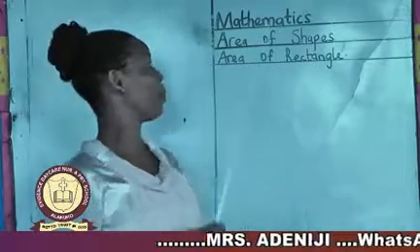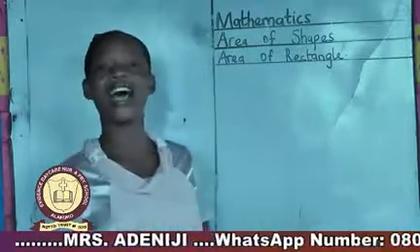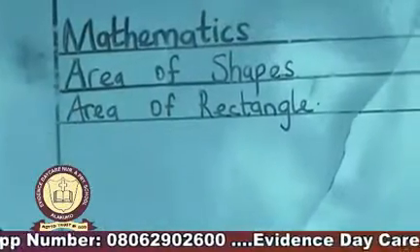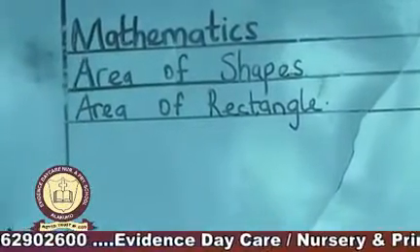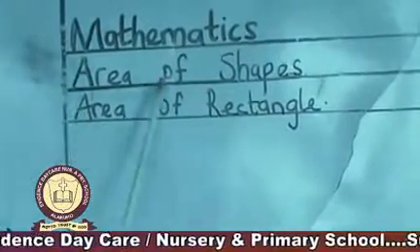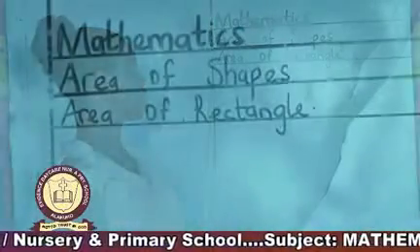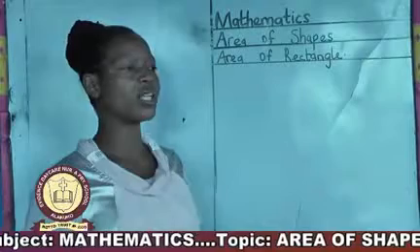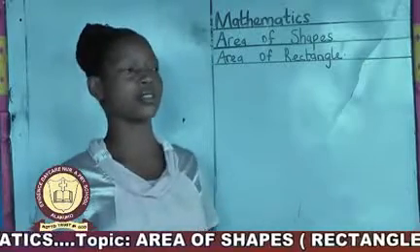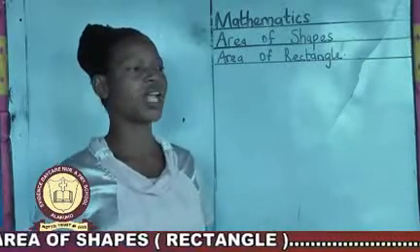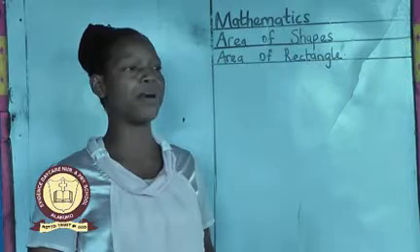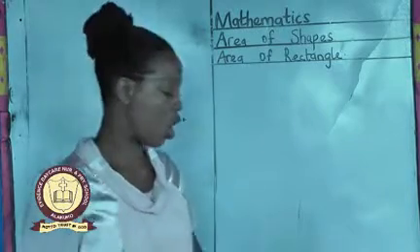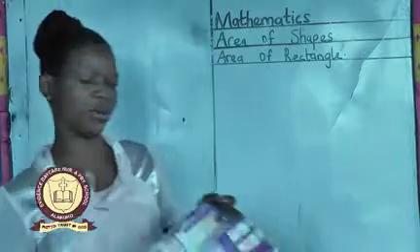This morning we have mathematics, and our topic is area of shapes. Again, our topic is area of shapes, and the subtopic is area of rectangle. Now, what is the area of shapes? When we talk about area, it is the total space occupied by a particular shape. Look at this book.